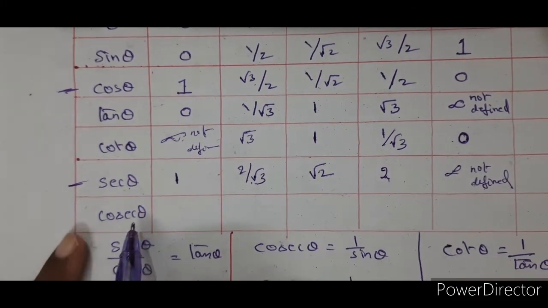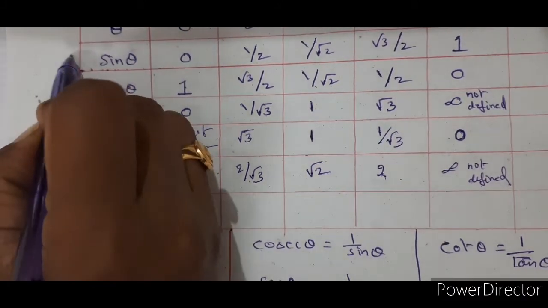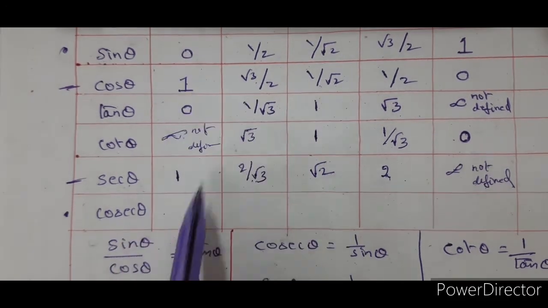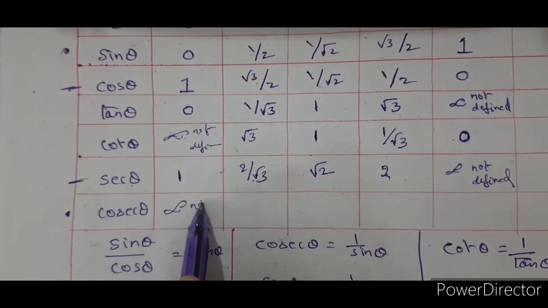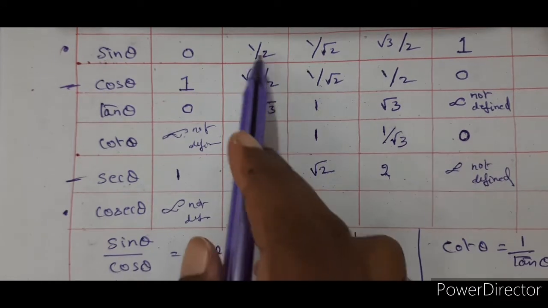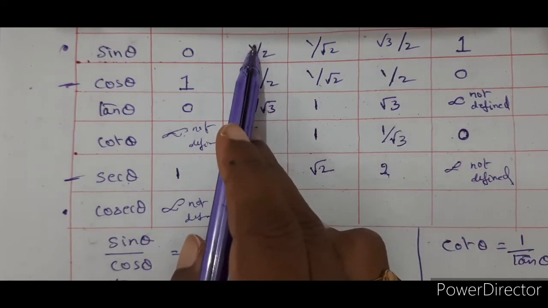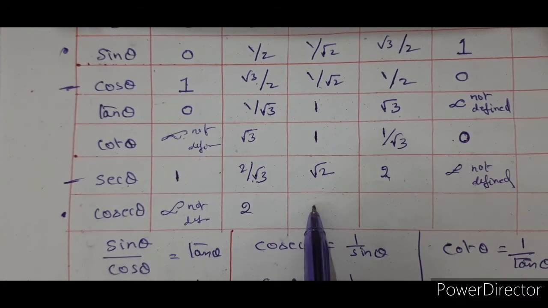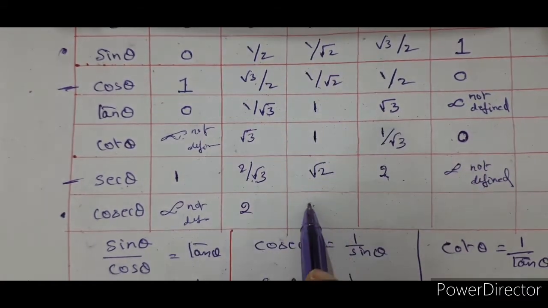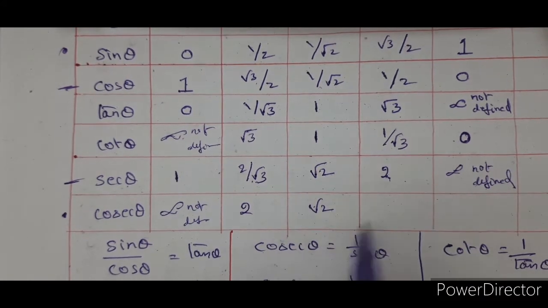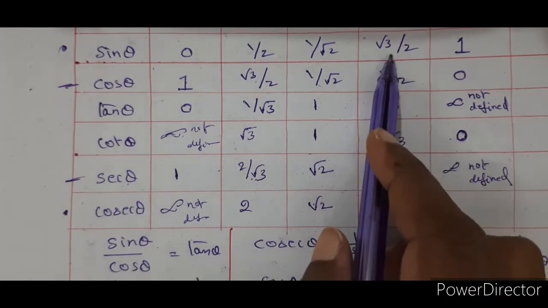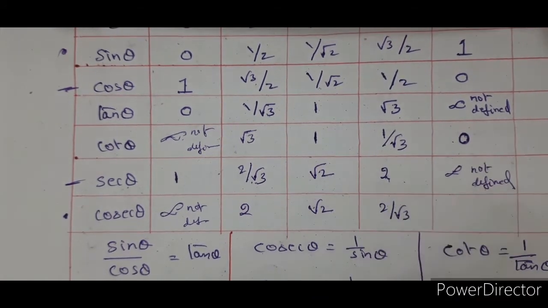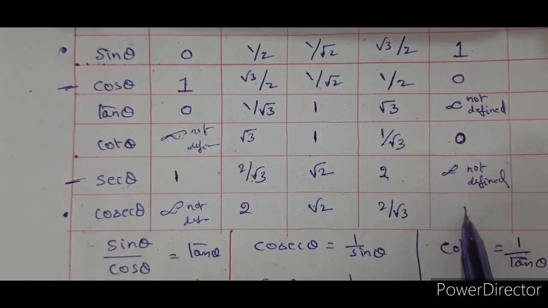Now let us see the cosecant. Cosecant and sine are related, they are reciprocals of each other. Cosecant 0 is 1 by 0, is infinity or not defined. Cosecant 30 degrees is the reciprocal of 1 by 2, which is 2. Cosecant 45 degrees is the reciprocal of 1 by root 2, which is root 2. Cosecant 60 is the reciprocal of sine 60, which is root 3 by 2, so the reciprocal is 2 by root 3. And cosecant 90 is 1 by 1, which is 1.